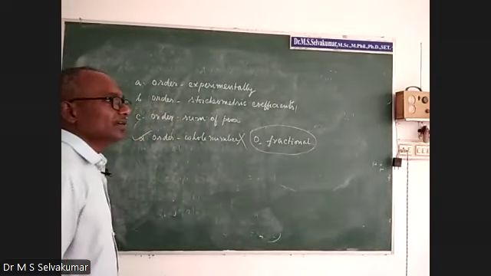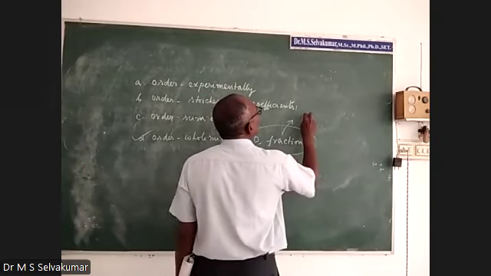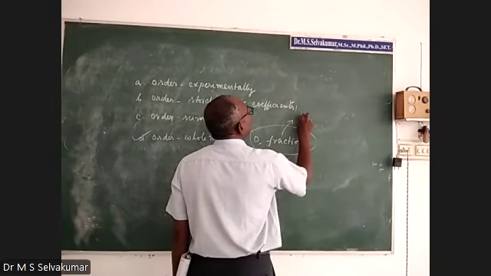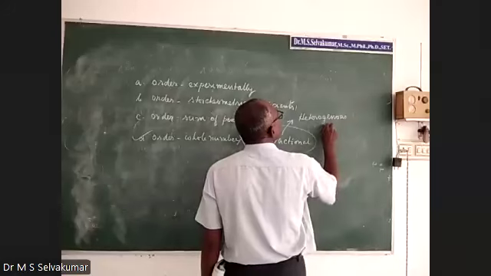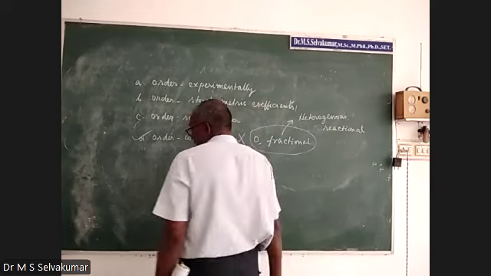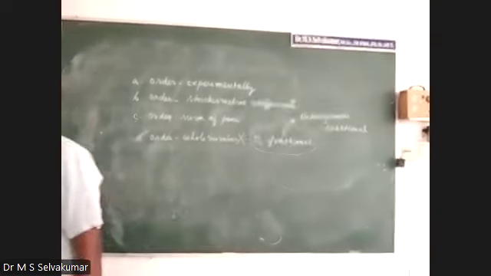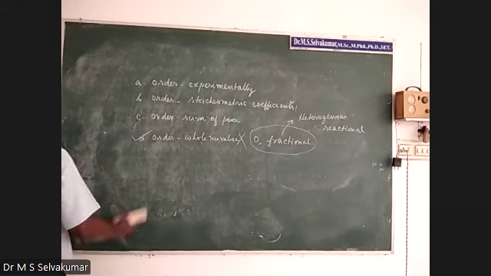Mostly, the fractional ordered reactions are found only in heterogeneous reactions, where the reactants are not in a single phase. One reactant is in a solid state and another reactant is in a liquid state or gaseous state, something like that. Then the reaction can be fractional ordered.